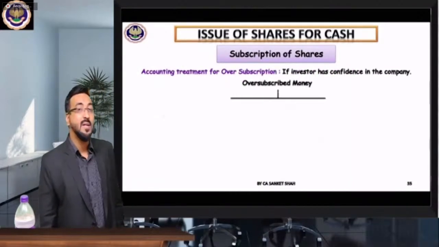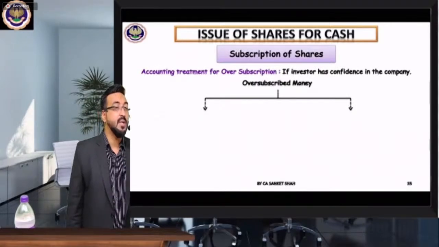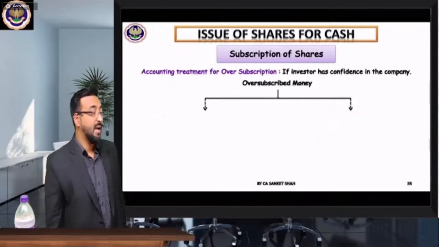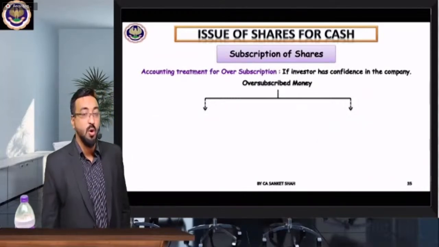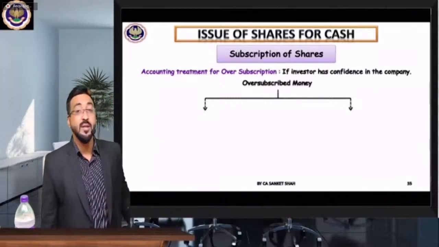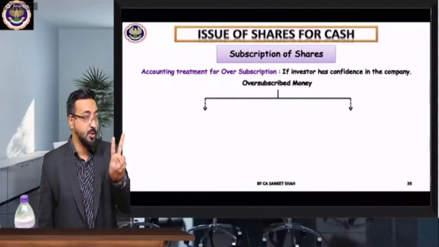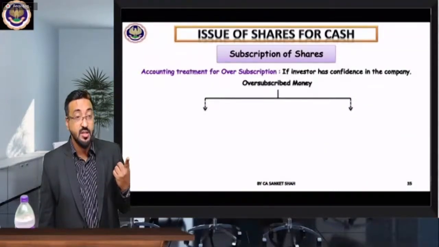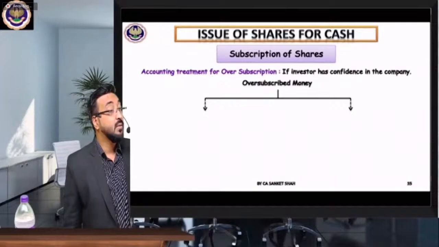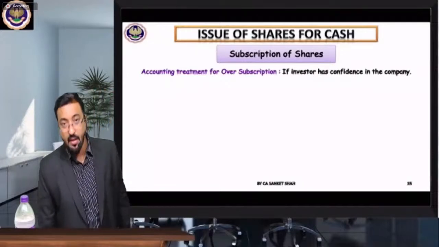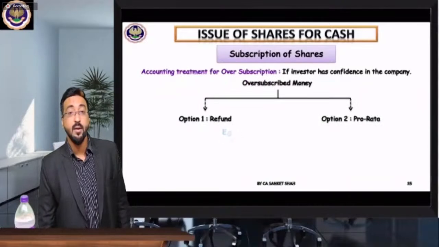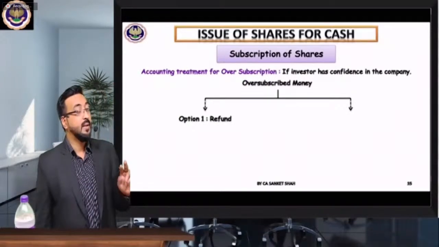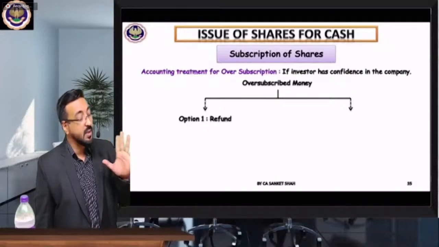Okay. Now over subscription money. Over subscription means issued is less or subscribed is more. Subscribed by the public is more as compared to issued. So in this you have two options. Option number 1, that excess share money you received is refunded. Option number 1 is very simple. You will refund.